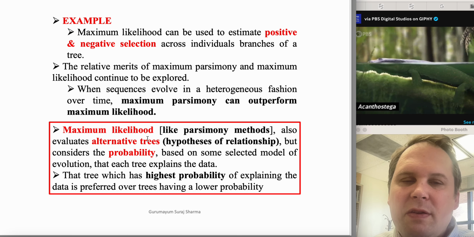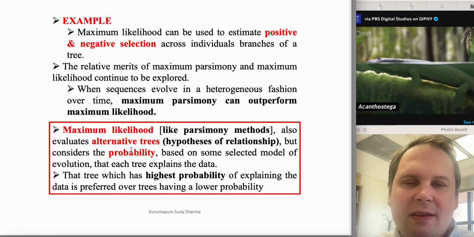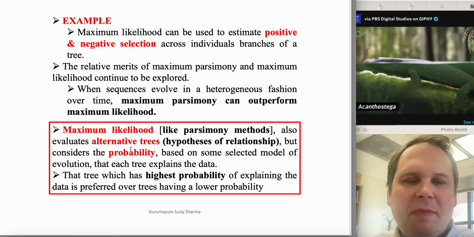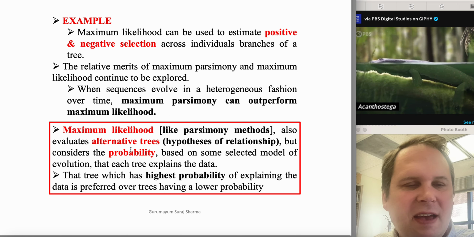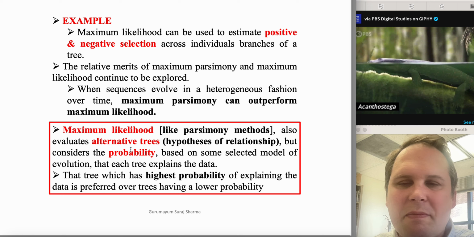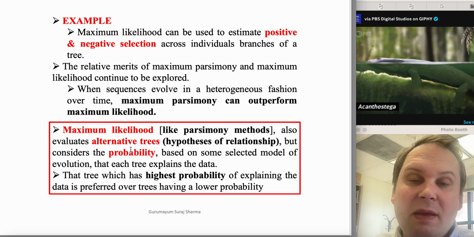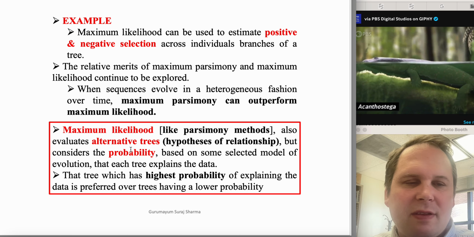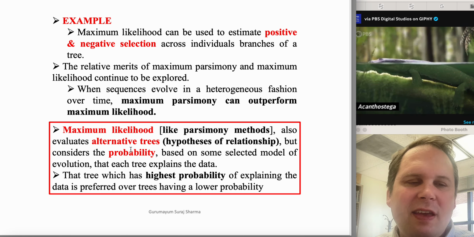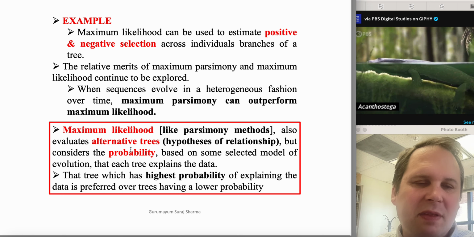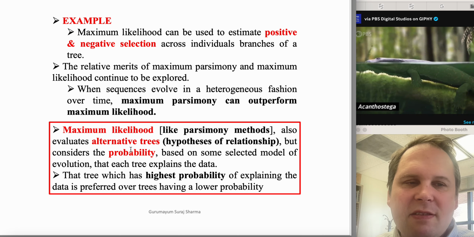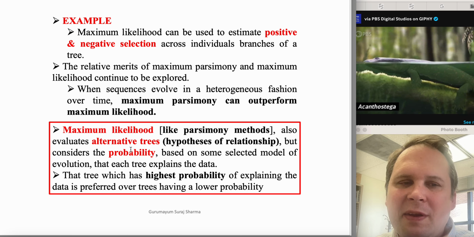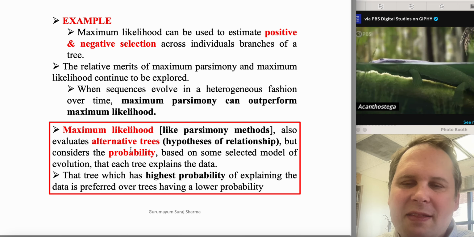So maximum likelihood, like parsimony, will evaluate a bunch of different possible trees. In terms of maximum likelihood, we would call these hypotheses of how things are related, hypotheses of relationship. But it's going to consider the probability of each of those trees based on some model of evolution, like A will usually change to G but rarely change to C or T, something like that. And based on that, if that assumption is good and holds true, then you may get a better tree with maximum likelihood, because you can calculate what are the odds that this thing would happen.